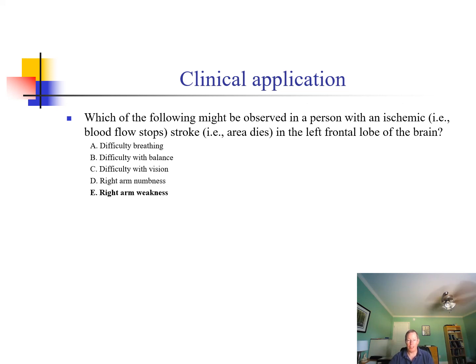So remember that the frontal lobe is concerned with certain executive functions, but also has the motor strip, which controls the right side of the body. Consequently, right arm weakness would be the best choice of these. The breathing would be controlled down in the brainstem, balance in the cerebellum. The vision would be associated with the occipital lobe of the cortex. And right arm numbness would be associated with a left parietal sensory strip lesion.